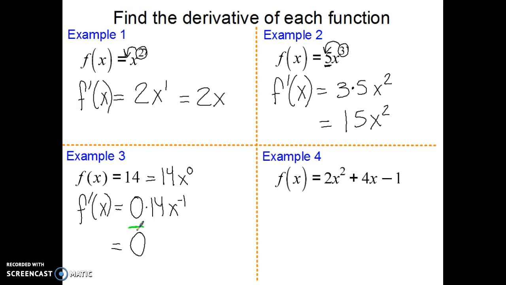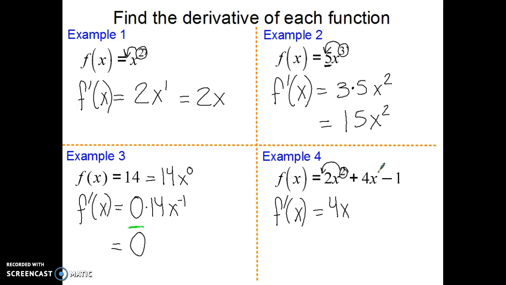Moving on, we can also apply this when it's not just one term. We can apply this to things like polynomials. We have to take the polynomial one term at a time and do the derivative of each term. So if I look at this, I can find f prime of x by starting with my first term. I'm going to bring the 2 out in front. So that'll be 2 times 2, which means this will give me 4x to the first, which is just 4x.